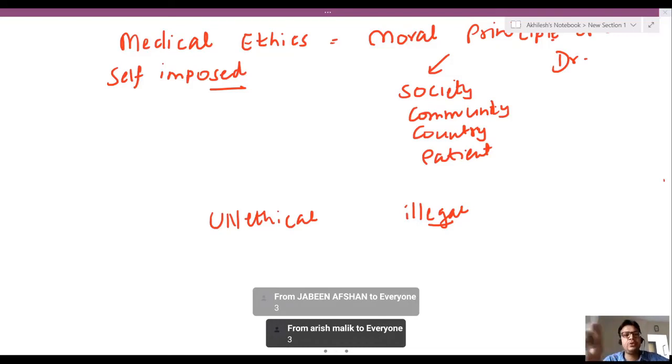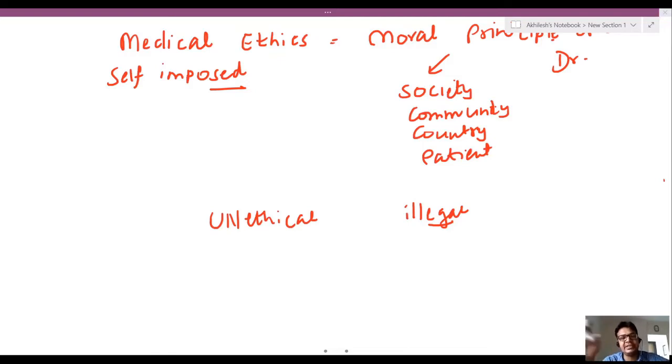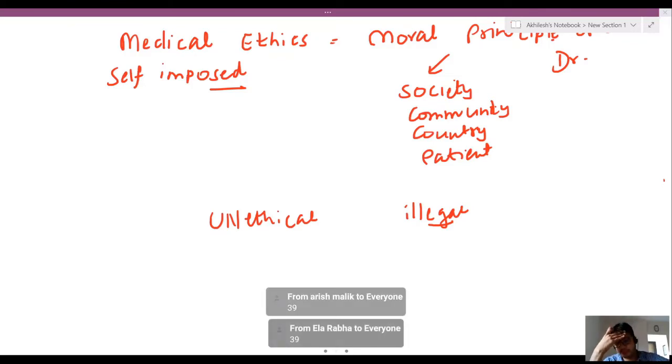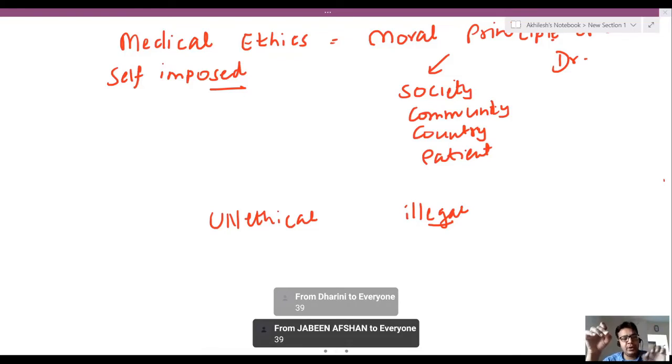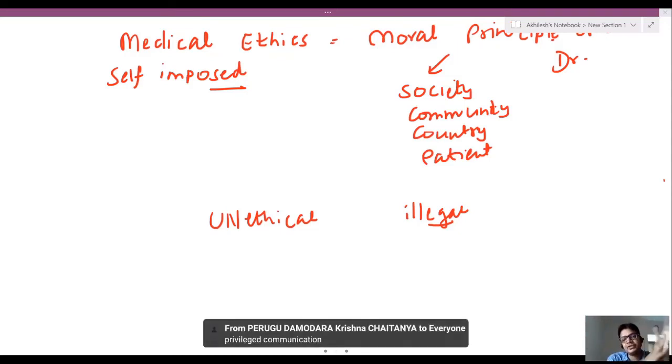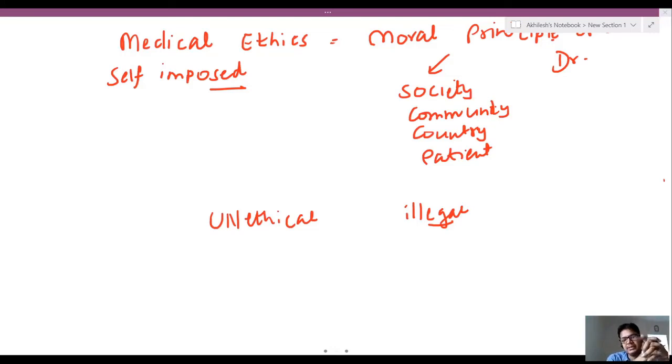A doctor should inform everything to the police or magistrate in a medico-legal case; this comes under which CrPC? 39 CrPC. A doctor is obliged to communicate everything to the concerned authority. What is this known as? What is the word? Privileged communication. Yes, the answer is privileged communication.